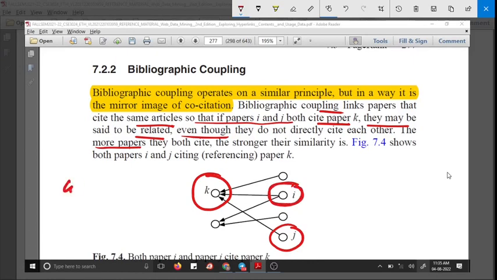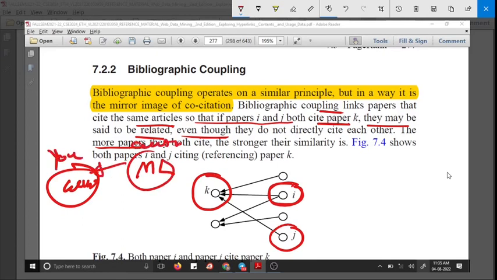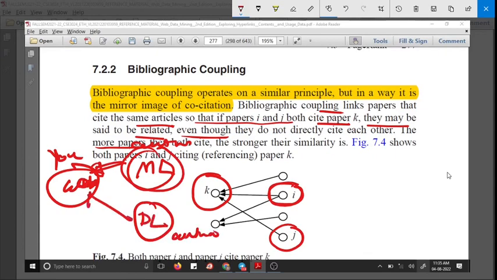Let's say web mining is a subject, and you have written a paper with a web mining concept. One person who is working in machine learning has cited your web mining paper. This is you. This is another author who has worked on ML and has cited this web mining concept. And another person who works in DL, another author, also cites this. Bibliographic coupling says these two will be related to each other.